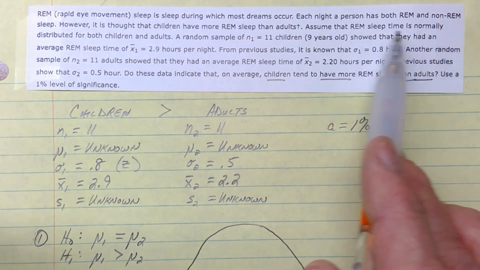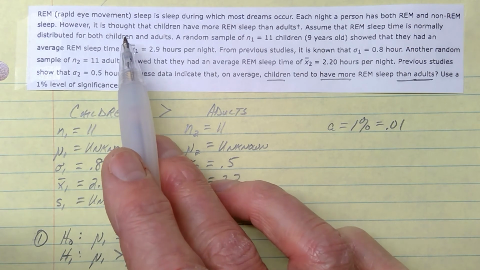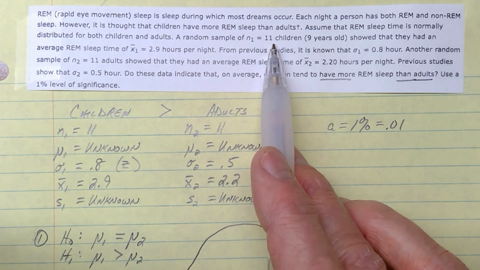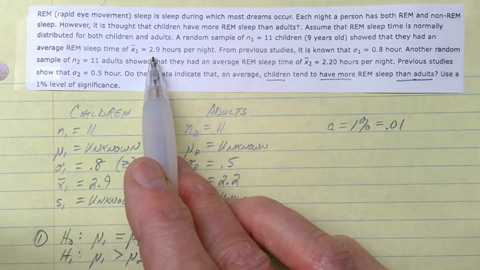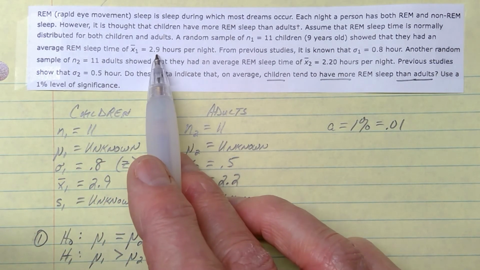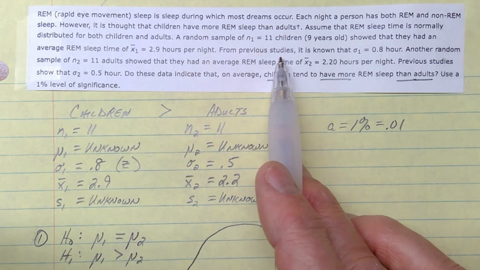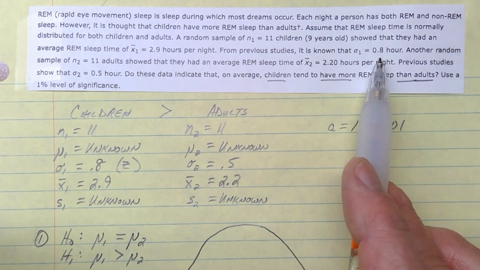Assume that REM sleep time is normally distributed. Good. That means we can use the z-table for both children and adults. A random sample in group 1 of 11 children showed that they have an average REM sleep time of 2.9 hours per night. All right, so they were dreaming 2.9 hours in group 1. From previous studies, it's known that the population standard deviation for group 1 is 0.8.